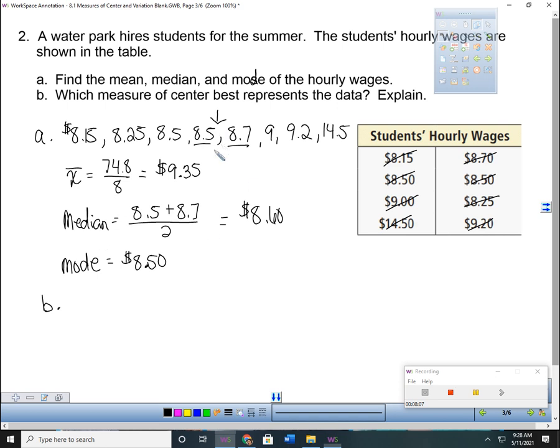All right, the median is 8.60 and then 8.50. So both are right here, so both of them are a good representation. So we'll say median and mode. You can choose more than one if they're really close. And the reason is the mean is above most of the data.